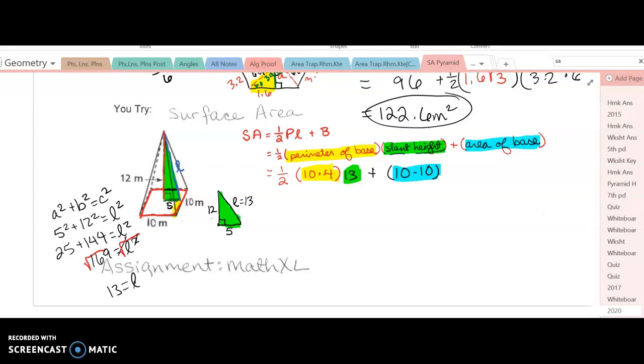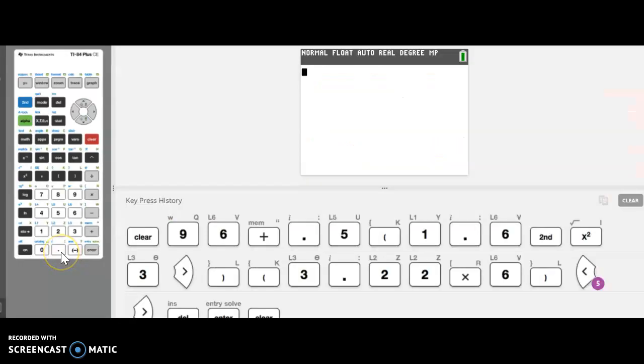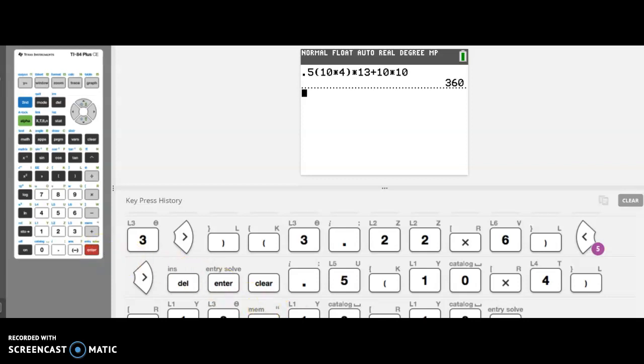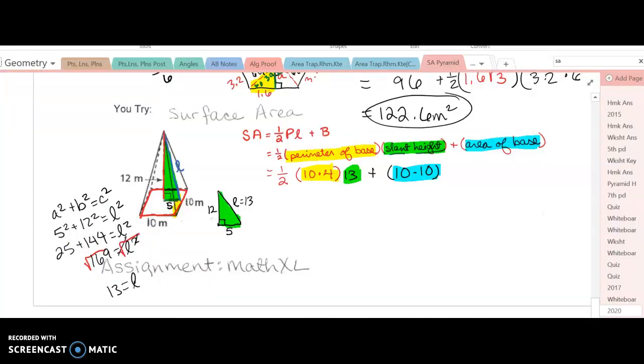All right, so let's go put this in our calculator. So I'm going to put in 0.5 for the 1/2 times, we have 10 for each side times 4 sides times our slant height, which was 13, plus the area of the base, which is 10 times 10. And looks like that comes out to be exactly 360. So our final answer is 360 meters squared.